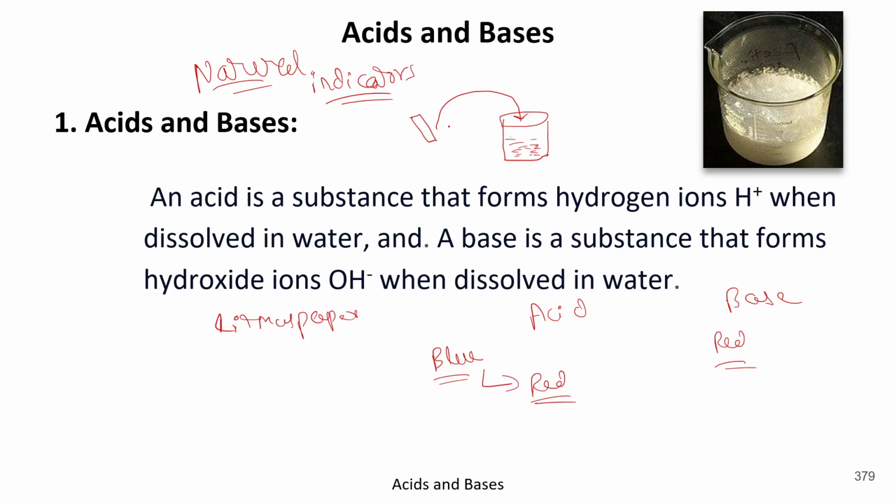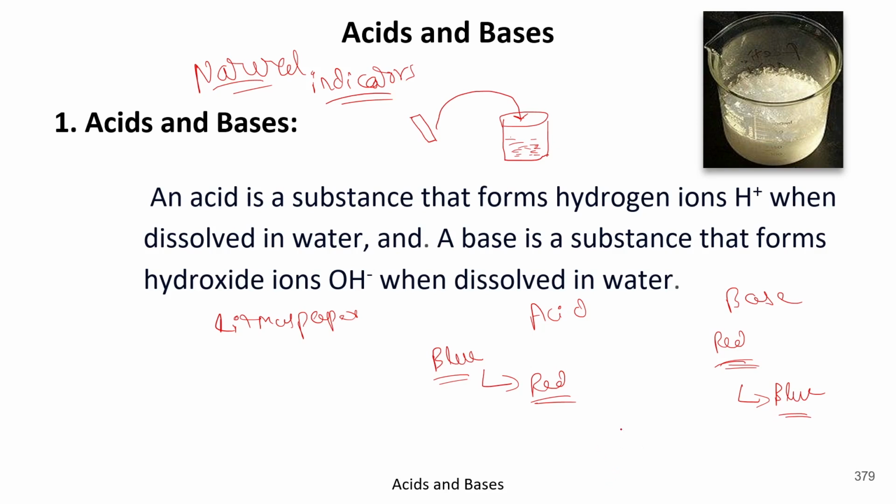If the litmus paper which you are dropping into the solution changes its color from blue to red, then remember it is an acid. Now what about the base? For a base you take the red litmus paper. If you dip your red litmus paper into the solution and you find that the red turns into blue, then remember it will be a basic solution.